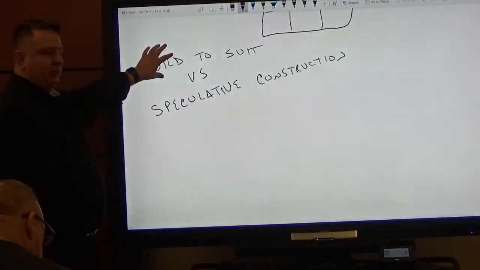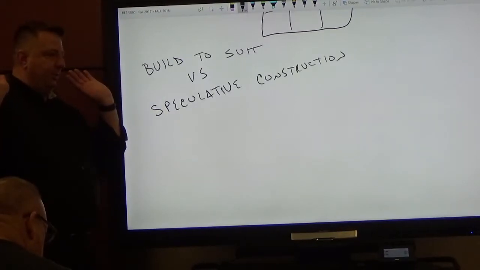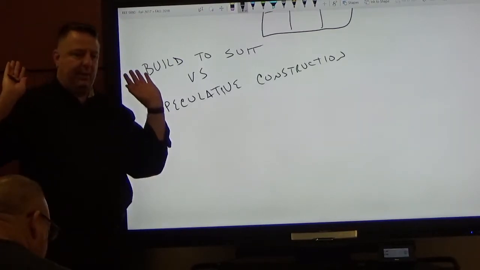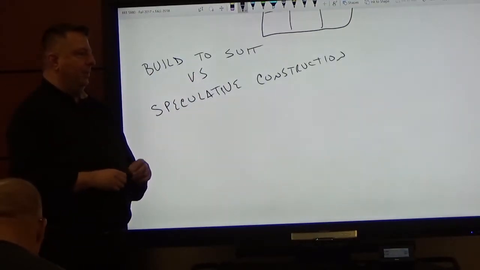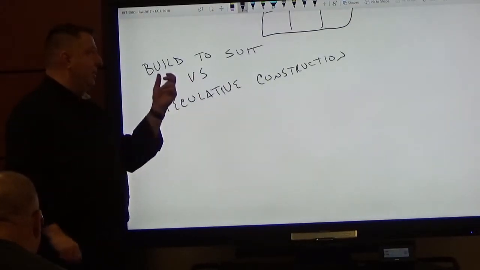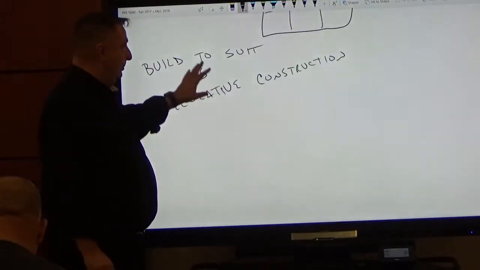Whereas taking sort of the bird in hand, in terms of, okay, we've got a build-to-suit tenant, they're ready to move in and ready to occupy the space immediately upon finishing the construction process. Yeah, you may not walk away with as much, but it certainly pays the bills.